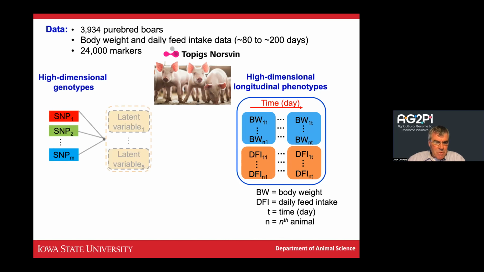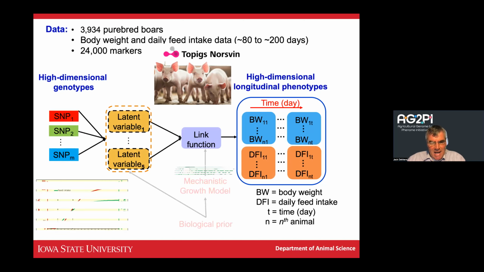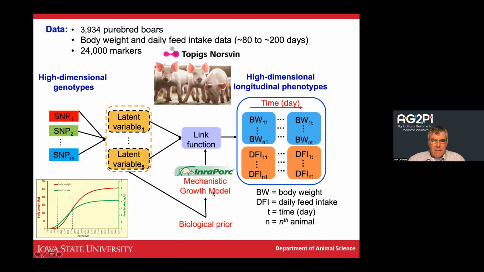We have the SNP genotypes, and from that we predict latent variables, which I'll explain in a little bit, what we chose as the latent variables, and then have a link function, and the link function is an aspect of the INRAPorc model, this mechanistic growth model. In this case, we only considered body weight and feed intake, so we didn't consider fat deposition yet at this point in this first step.